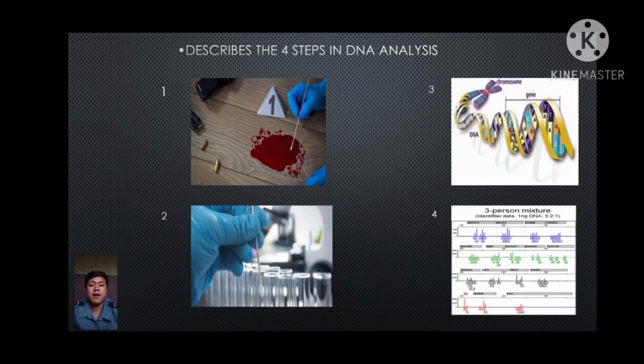The next is to describe the 4 steps in DNA analysis. Number 1 is the isolation of the DNA from an evidence sample containing DNA of unknown origin. Number 2, processing of the DNA so that results may be obtained. Number 3, the determination of the variation in the DNA test result. And number 4, the comparison and interpretation of the test result from unknown and known samples.